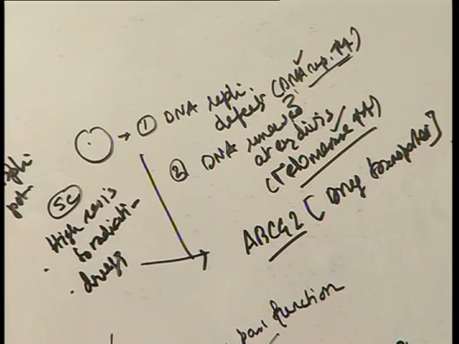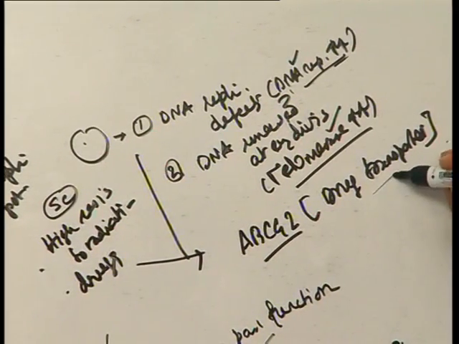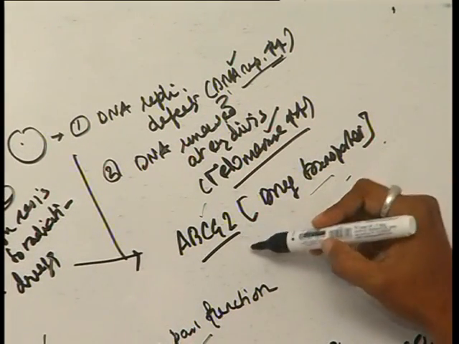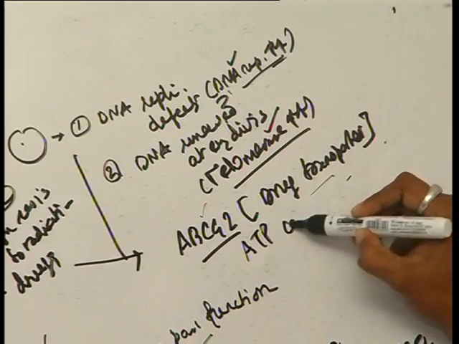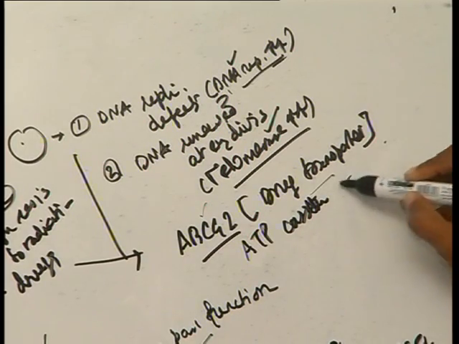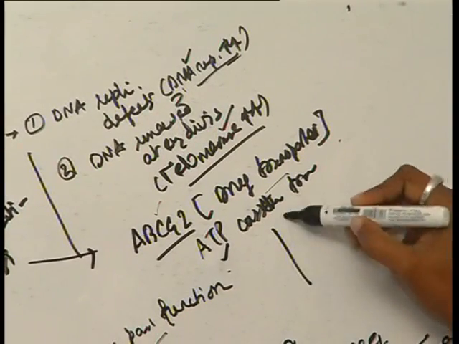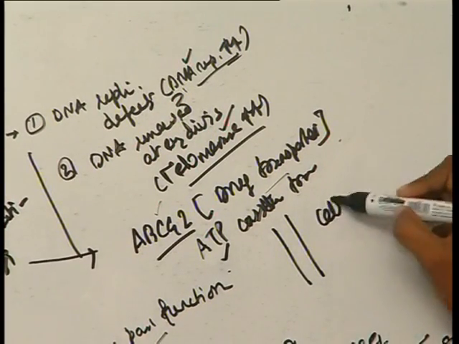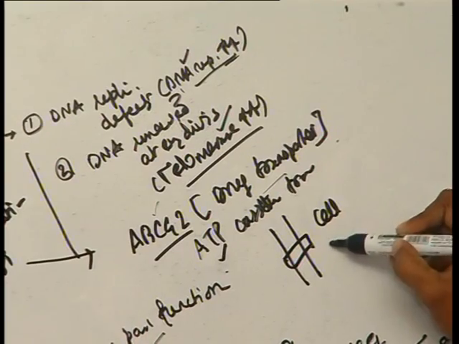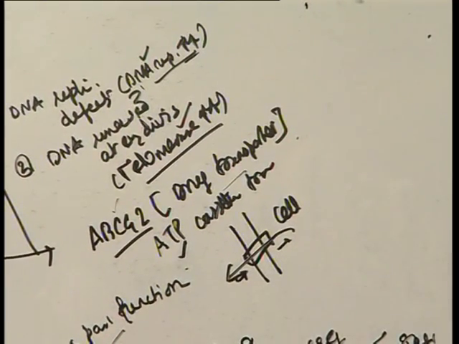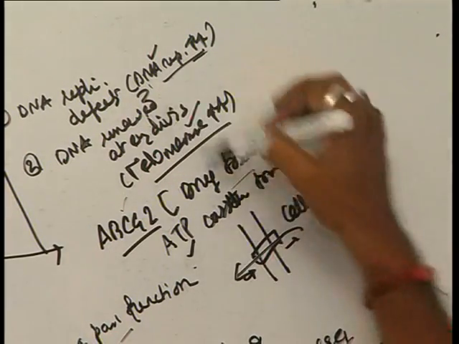So it wants to protect itself to a maximum level, so it expresses drug transporters. These are ATP cassette protein transporters, which require ATP for efflux of drugs from the cells. So this is a cell, it has ATP cassette. If you put some drug inside, it will be effluxed outside. So these are again the properties.